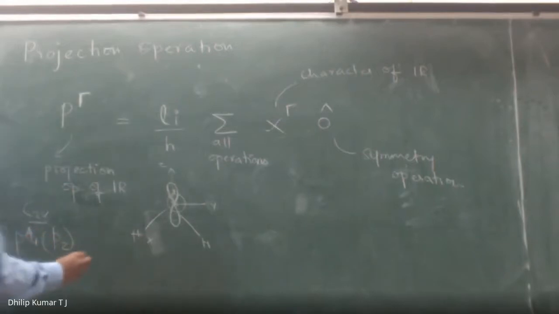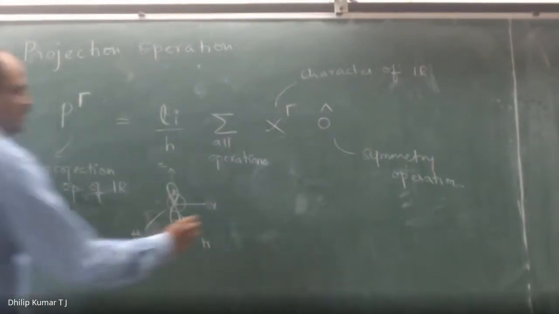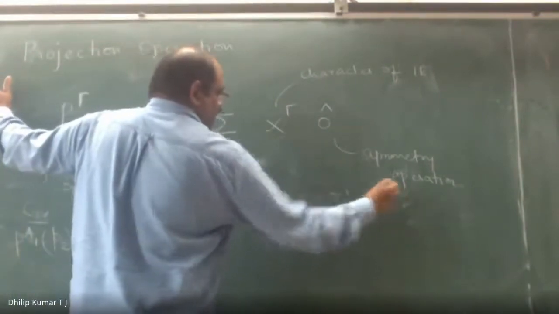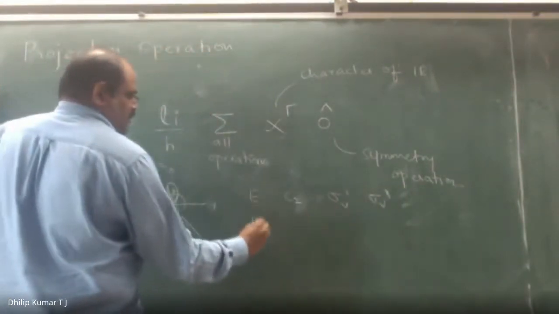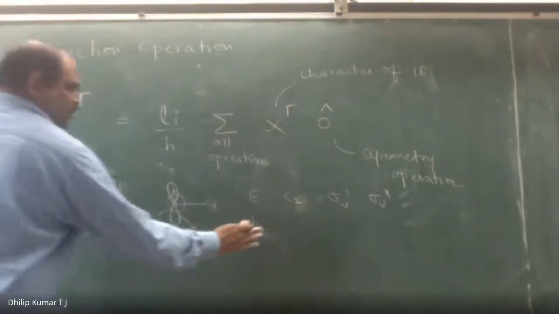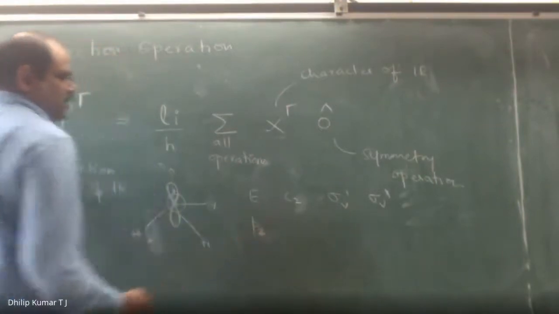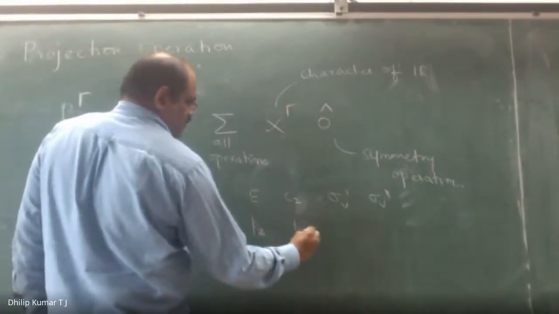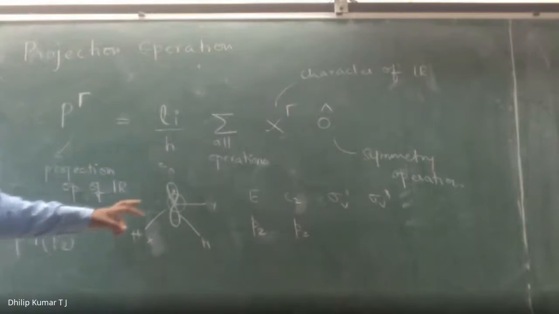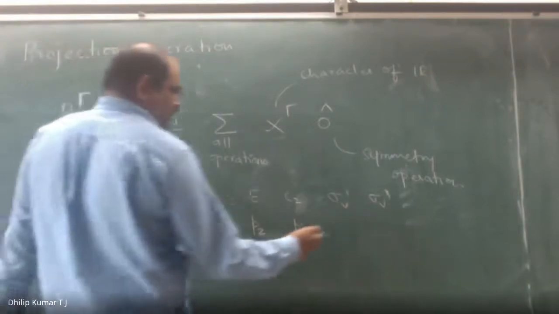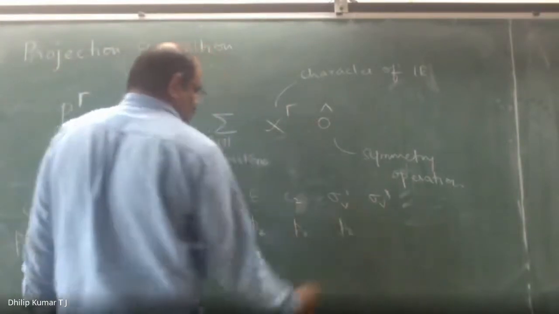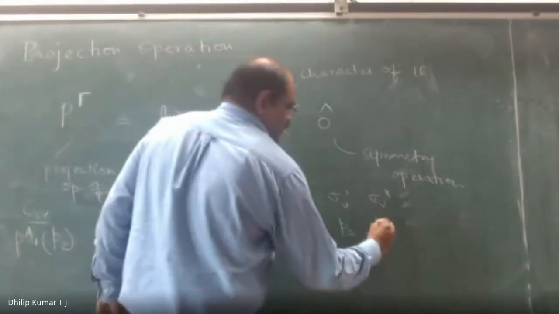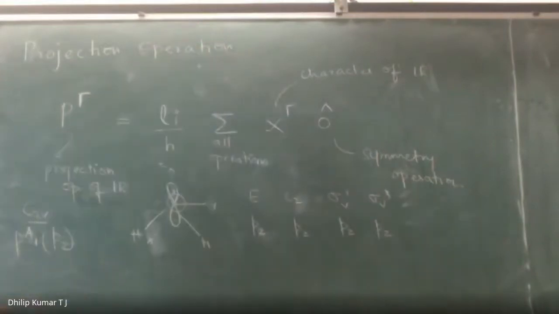If you know, C2V has E, C2, sigma V, sigma V double prime, right? So if you perform E on a PZ orbital, it remains as a PZ orbital. And if you perform C2, again it will be PZ only. If you perform sigma V, it is not going to change, so it is PZ only. If you perform sigma V double prime also, it is going to remain as PZ only. So PZ will remain as PZ.